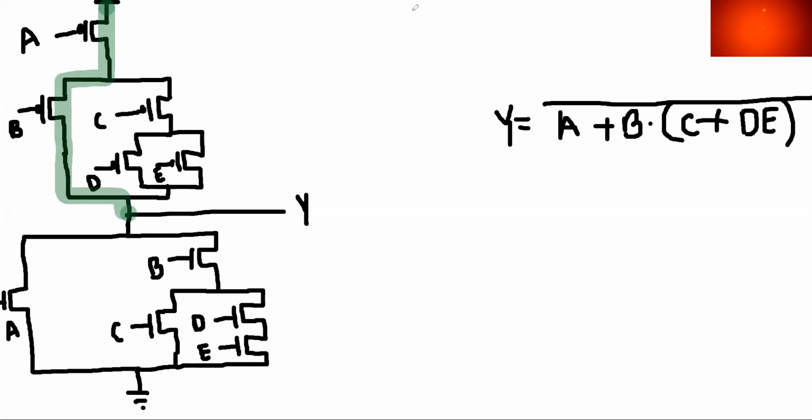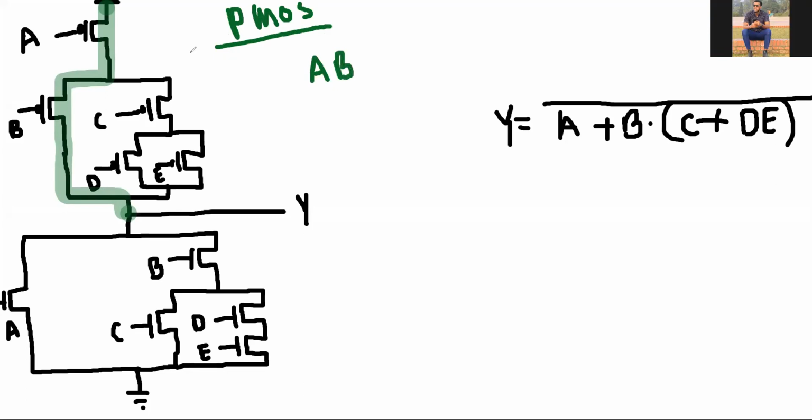I'm going to write it for PMOS. At first, we will consider PMOS. So you have one path that is AB. Next one, ACD. Let's write it. Next one, ACE. Let's use another color.